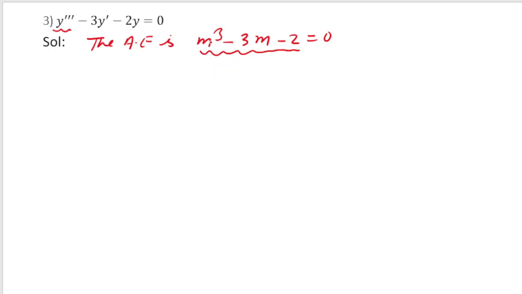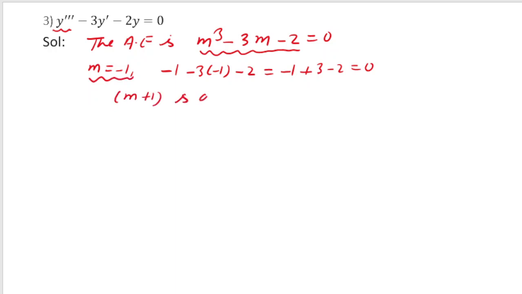So if you put m is equal to 1, 1 minus 3 minus 2 will not be equal to 0. But if you try m is equal to minus 1, minus 1 cube is minus 1, minus 3 into minus 1, and minus 2. So how much do we get? We get minus 1 plus 3 minus 2, so that is equal to 0. So m is equal to minus 1 is a root, so m plus 1 is a factor.